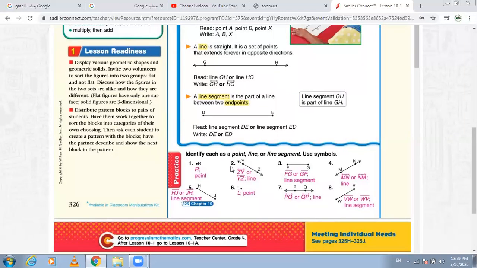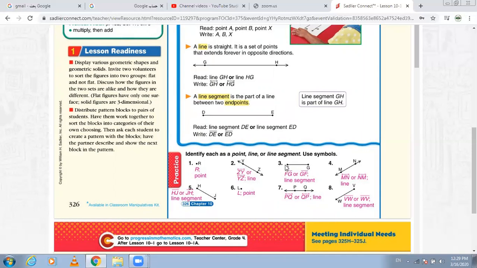Look at question number 2. We have what? A line with two arrows. So how can I name it? Y, Z, or Z, Y. Don't forget to draw a small line above the letters.